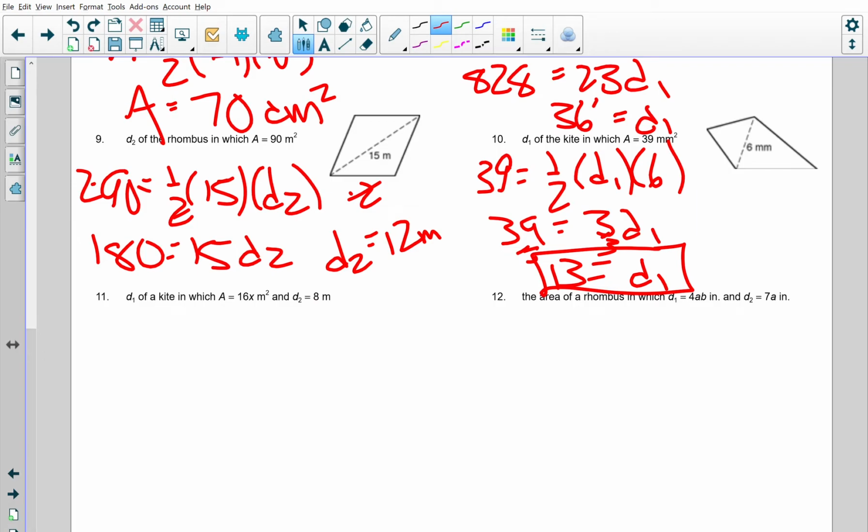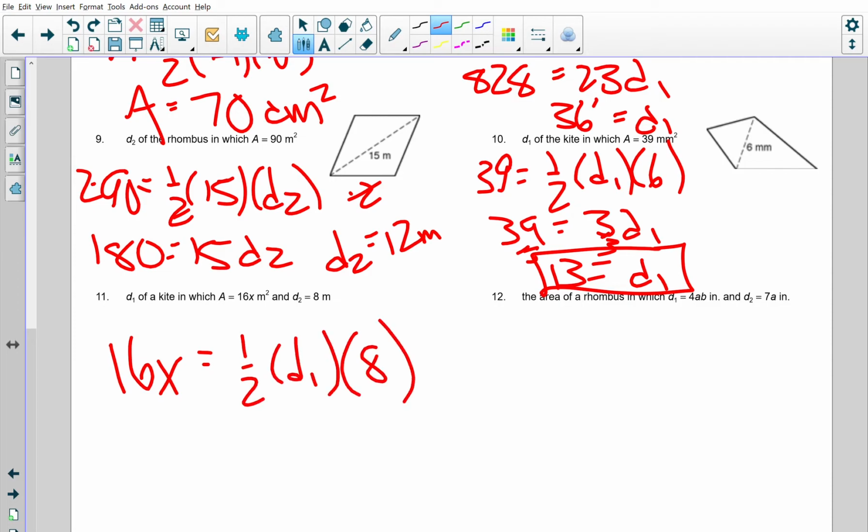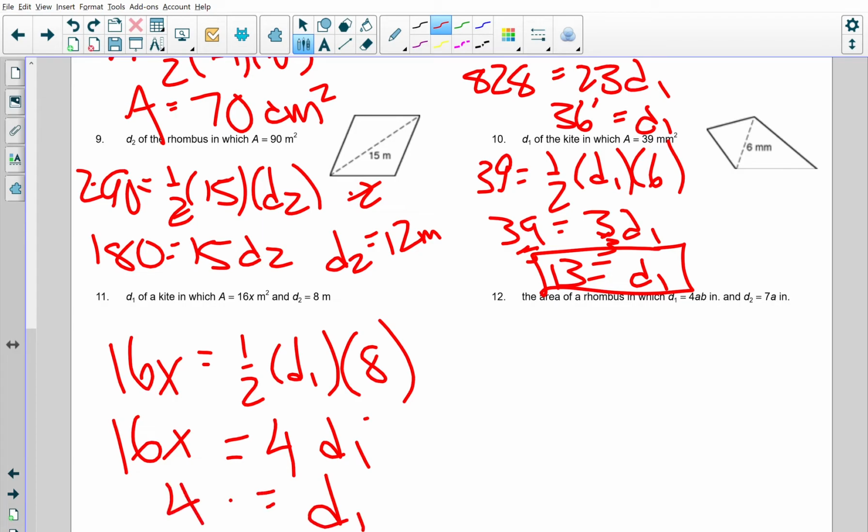So here you have an algebraic representation. 16x is the area. It has to be equal to 1/2 D1 times 8. Well, half of 8 is 4, which means D1 has to equal 4x. So as x changes, the diagonal is going to get longer. It's going to change the area. It's going to increase it multiplicatively.